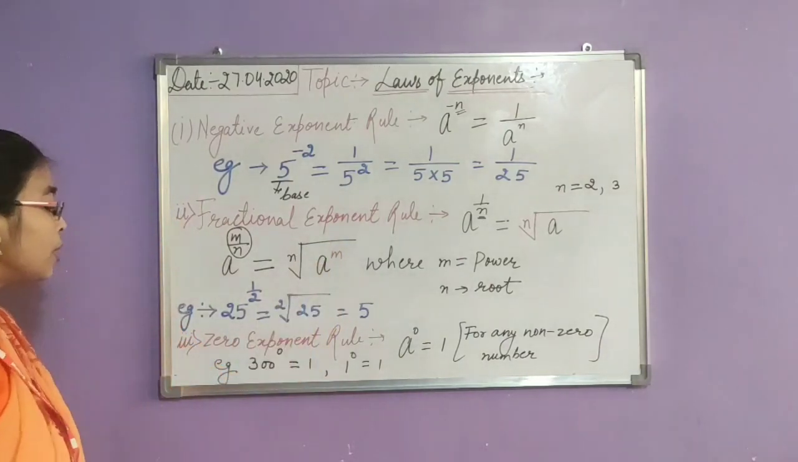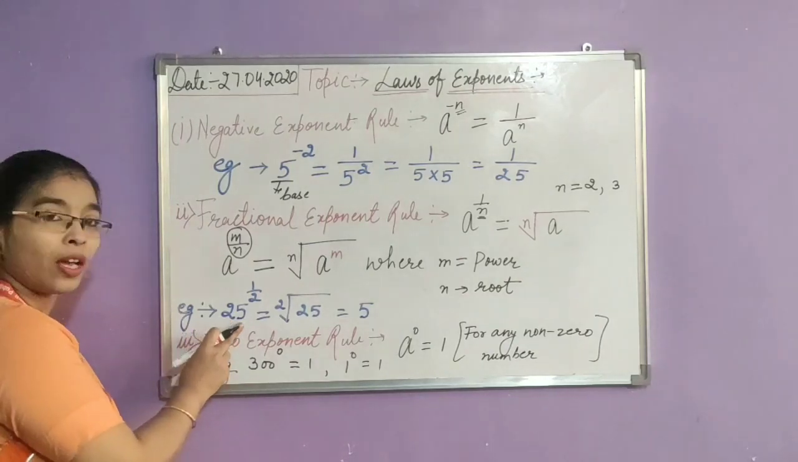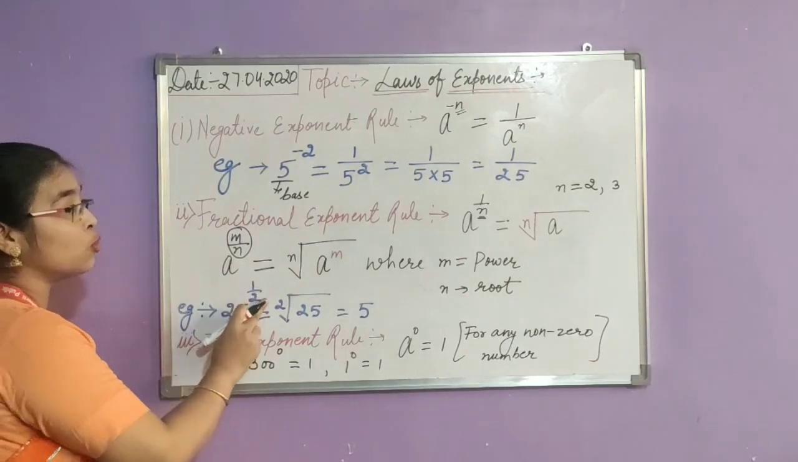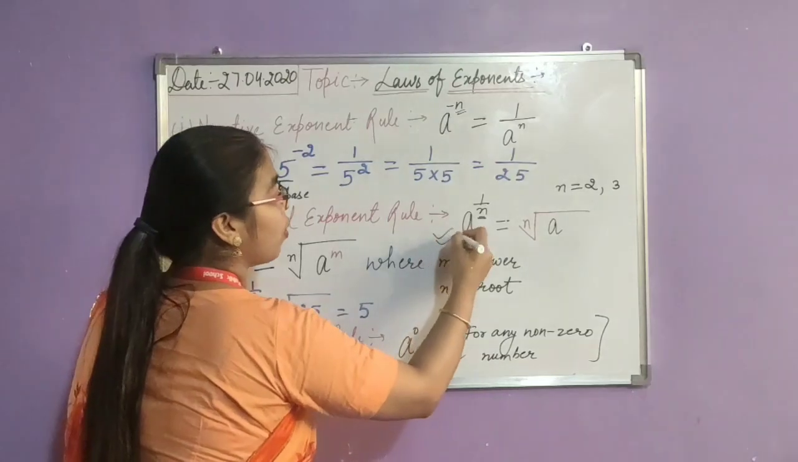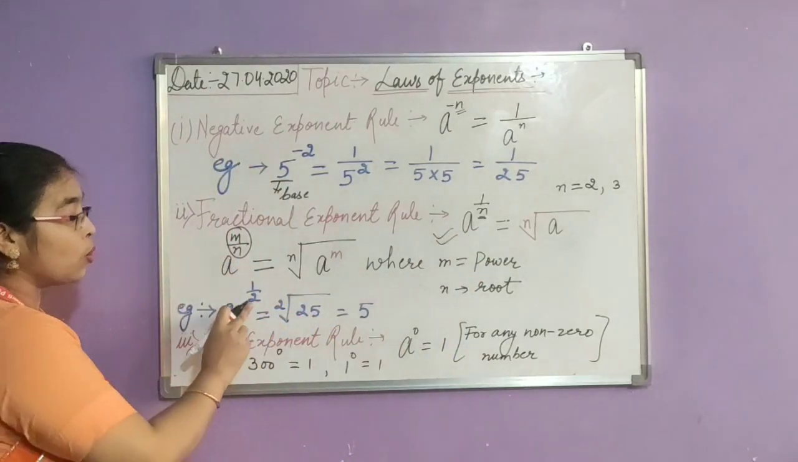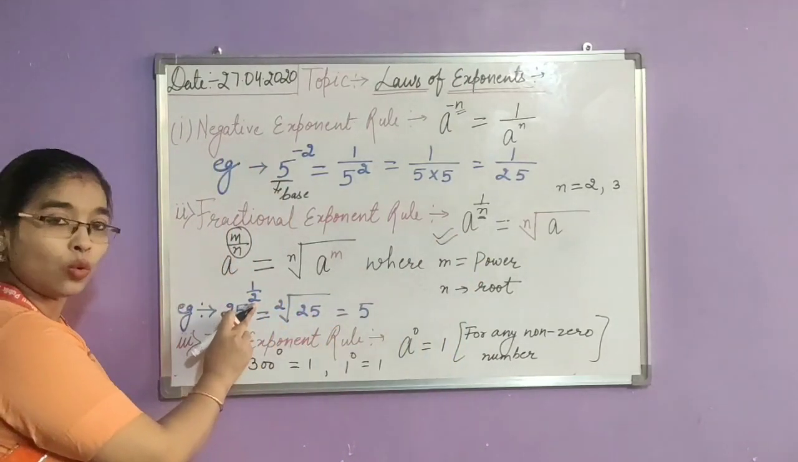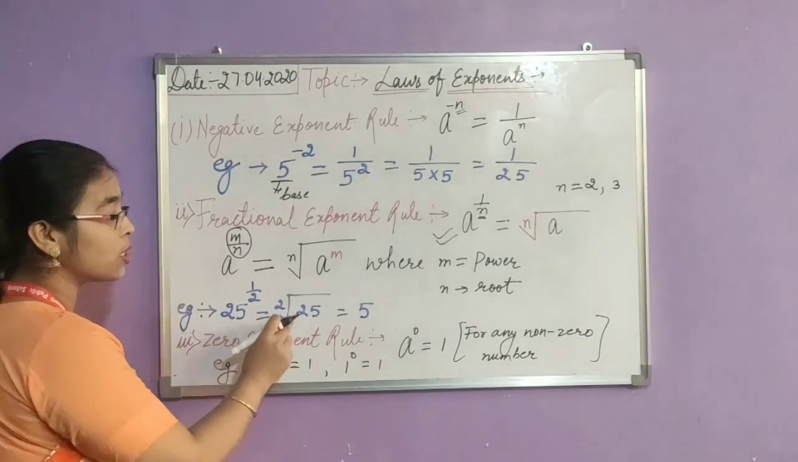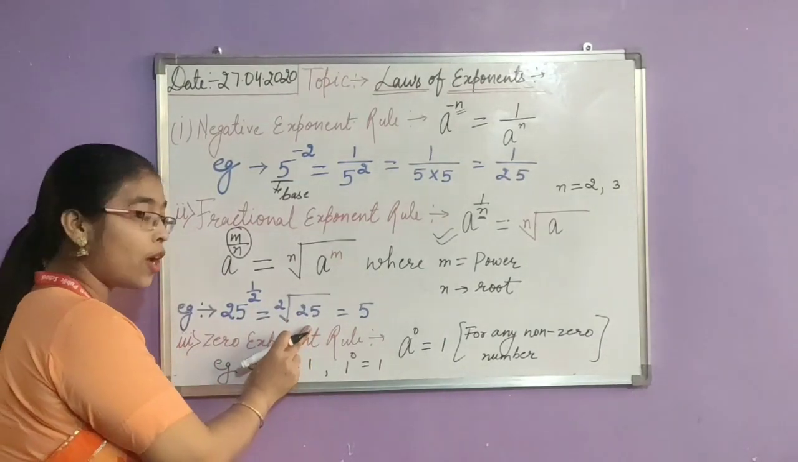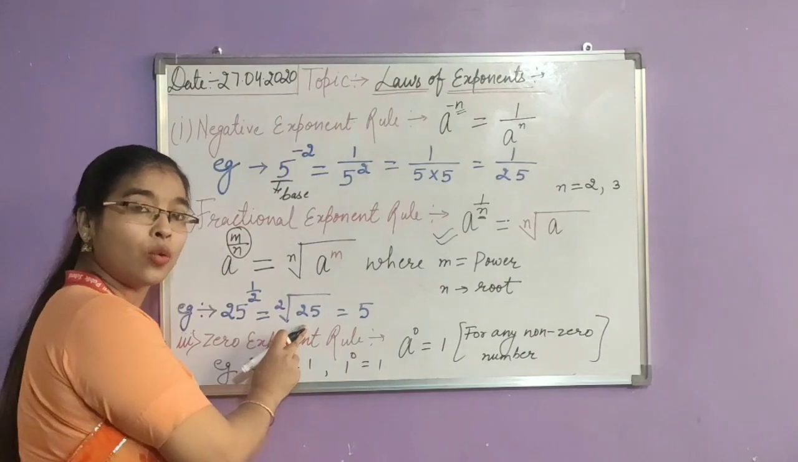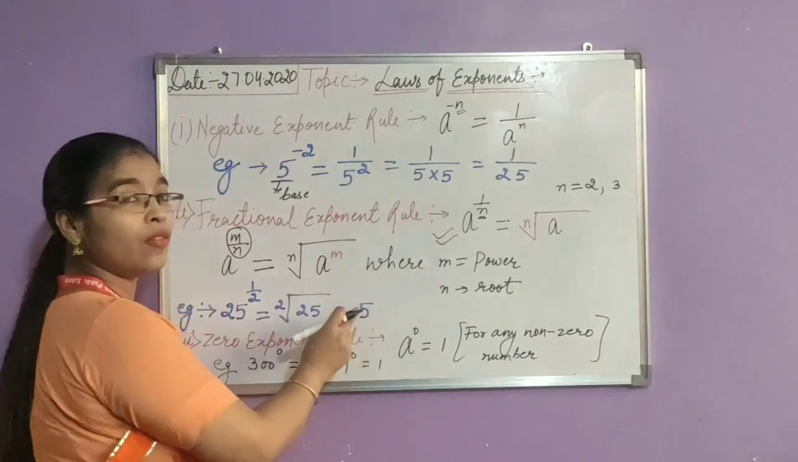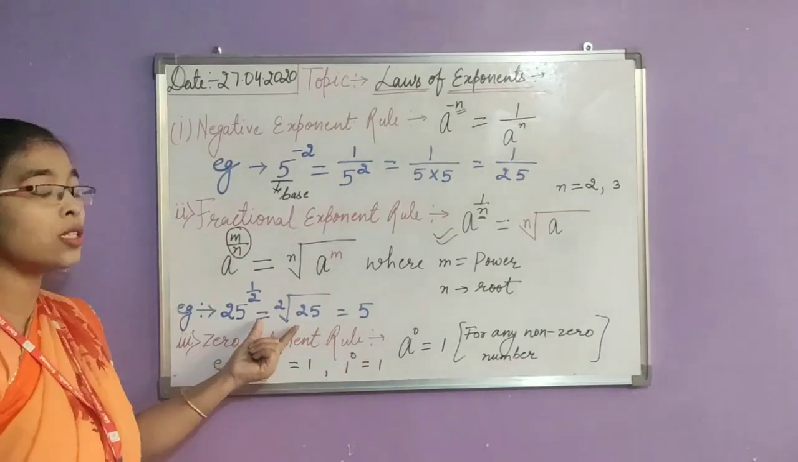Let's see the example. 25 raised to the power 1 by 2. This form we are discussing. So here the value of n is 2. So this is equal to square root of 25. And what is the value of square root of 25? That is 5 only. So this one is the answer.